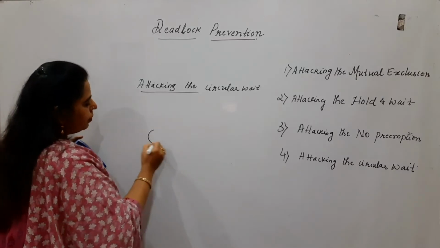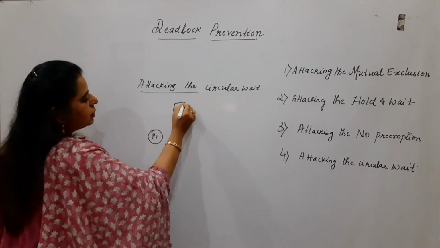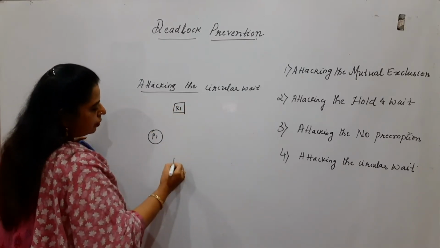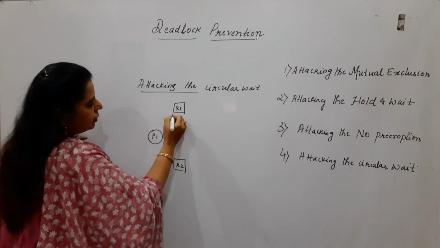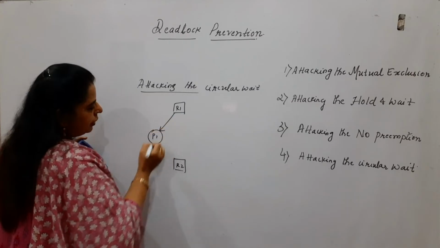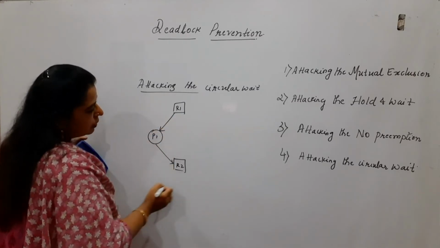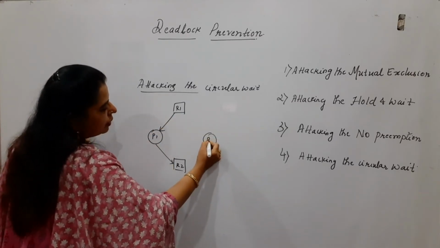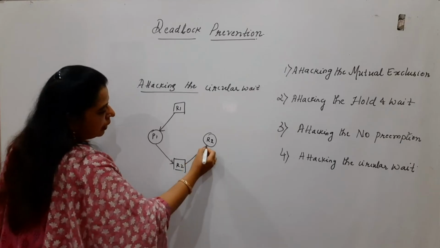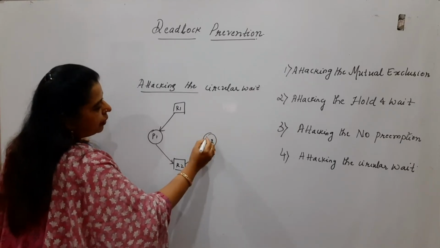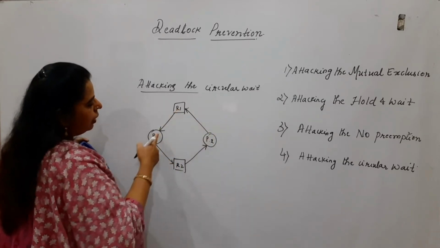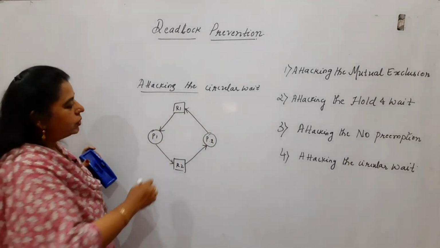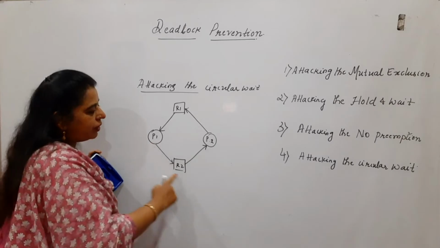There is a process P1, and the resources R1 and R2. R1 is assigned to P1, whereas P1 is waiting for R2. Why is it waiting for R2? Because R2 is assigned to P2, and P2 is waiting for R1. Why is it waiting for R1? Because R1 is assigned to P1. So in a circular fashion, that means P1 is waiting for P2.